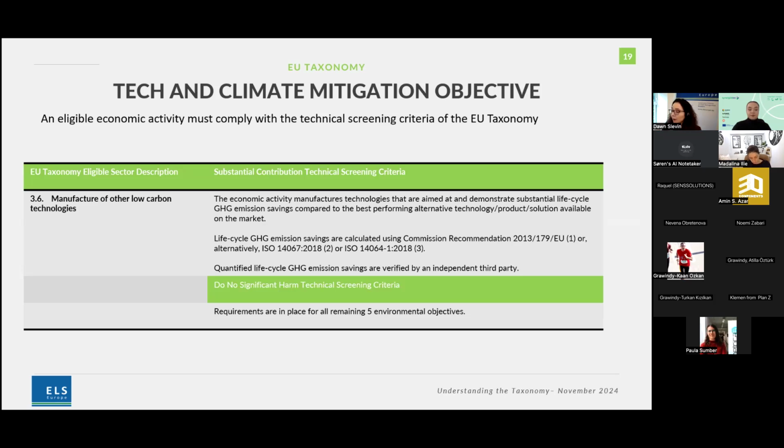And then you would have to get your life cycle GHG emission savings calculated using these international standards that are cited or equivalent, and have that verified by an independent third party. And then there are technical requirements for do no significant harm across the 5 environmental objectives. So that is another layer of confirmation that you're meeting these requirements. And then that company would be deemed to be EU Taxonomy aligned, again, as long as they meet the minimum safeguards, which again is at entity level and based on international labour laws, the UN Global Compact and other requirements.